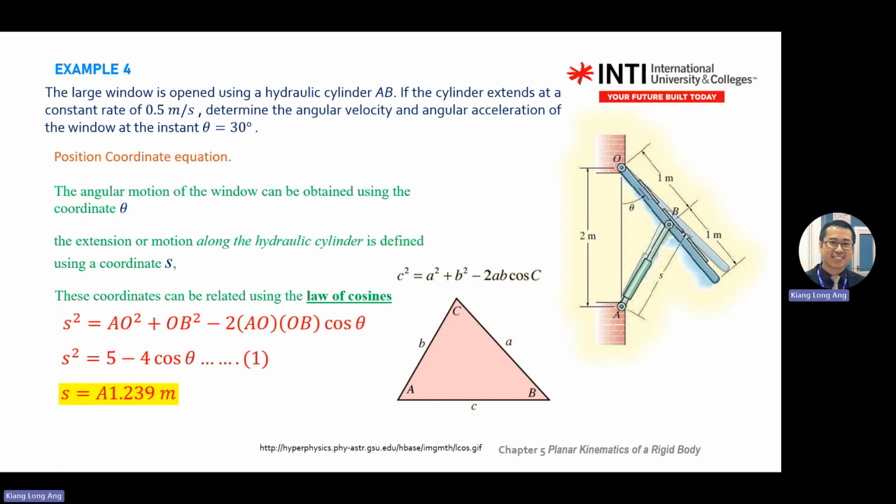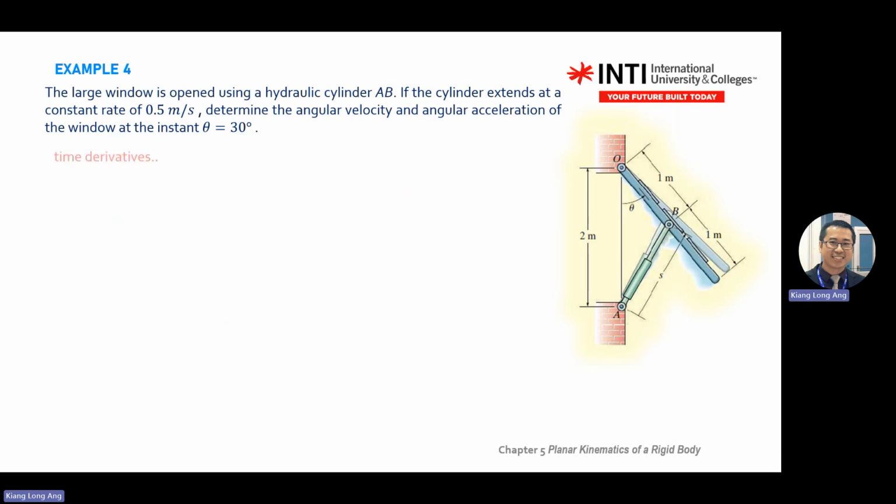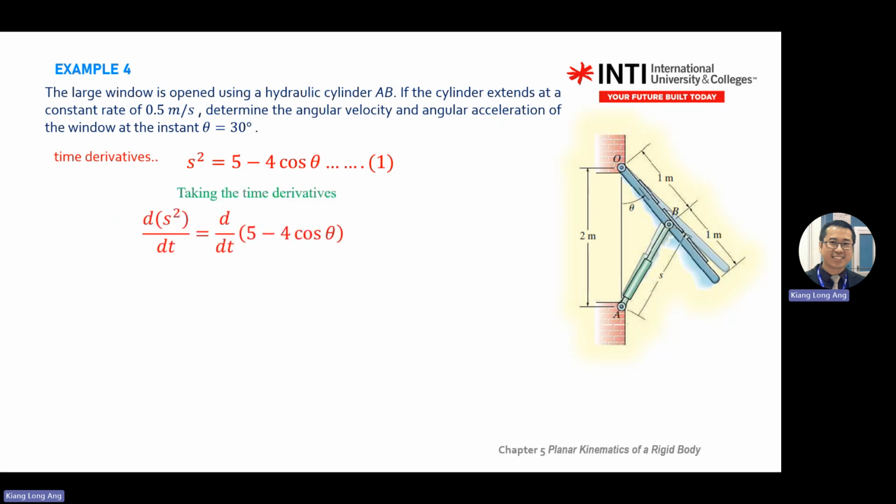Ignore the A here. I think the answer should be 1.2 something. So once you have that equation, S square equal to that one, you have the S. You want to find velocity, which is ds dt, time differential. Again, this is not acceleration. This square here is because the question already starts with S square.